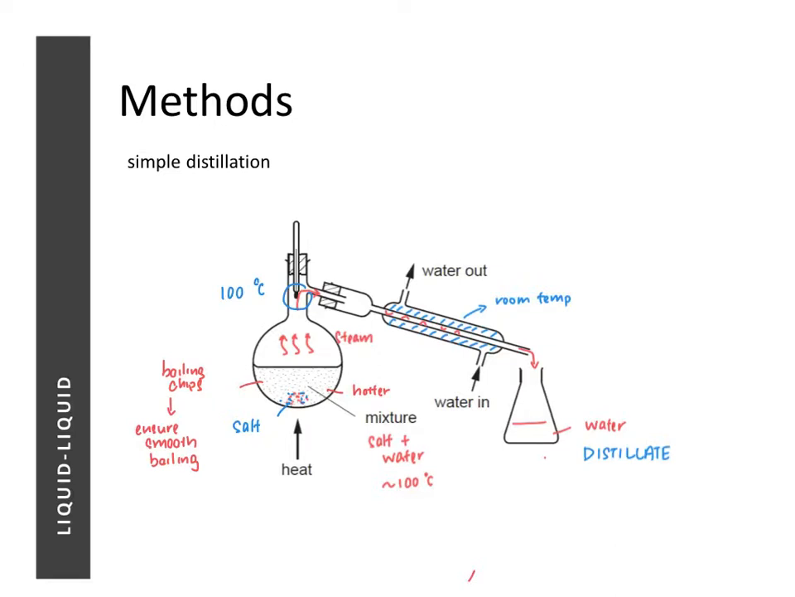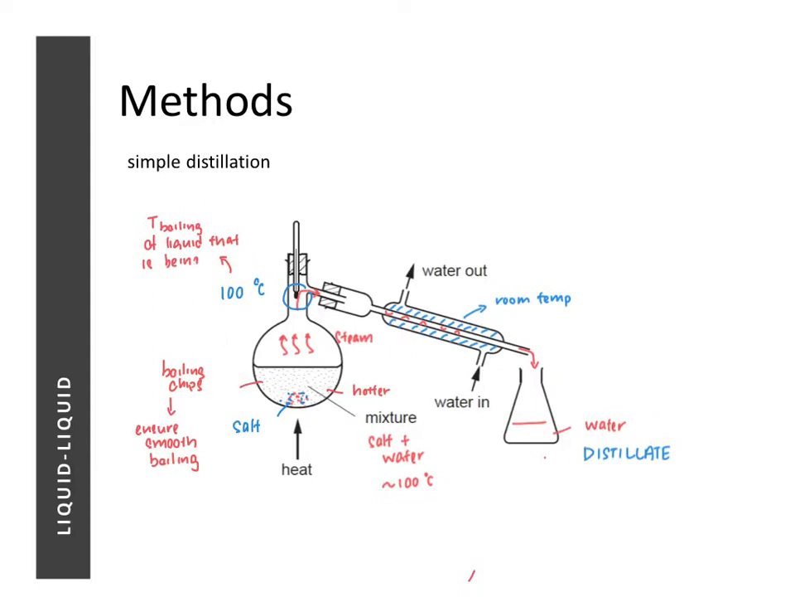But as mentioned, if you are asked for the function of boiling chips, all you need to write down is to ensure smooth boiling. Next, we also saw that the bulb of the thermometer must be placed next to the side arm. Why? Because when the thermometer is placed just beside the side arm, it will measure the temperature of the vapor that's entering the condenser. And how is that useful? Because the temperature would represent the boiling point of the liquid that's being collected.